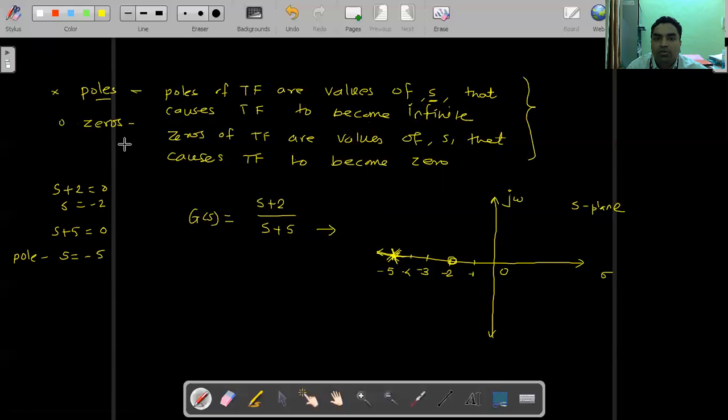So poles and zeros are the values of the Laplace variable s, causing the transfer function to be infinite when it is a pole and causing the transfer function to be 0 when it is a zero. Right? So this is the concept of poles and zeros. Now moving ahead, we will go for understanding the unit step response of the first order system.